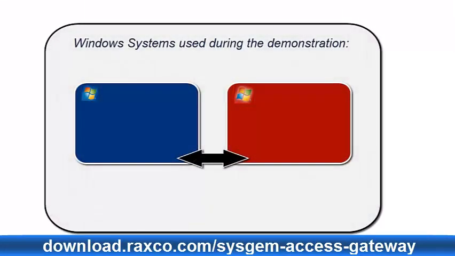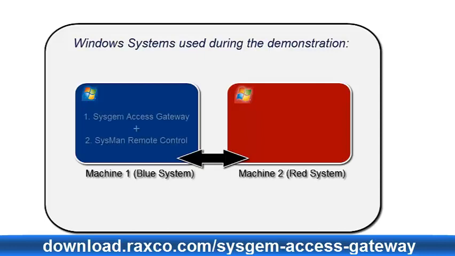As part of the demonstration, we will use two Windows systems. To help differentiate between them, we will refer to them as the blue system and the red system. On the blue system, we will install Sysgem Access Gateway and SysMan Remote Control. On the red system, we will install the Access Gateway Remote Connector.